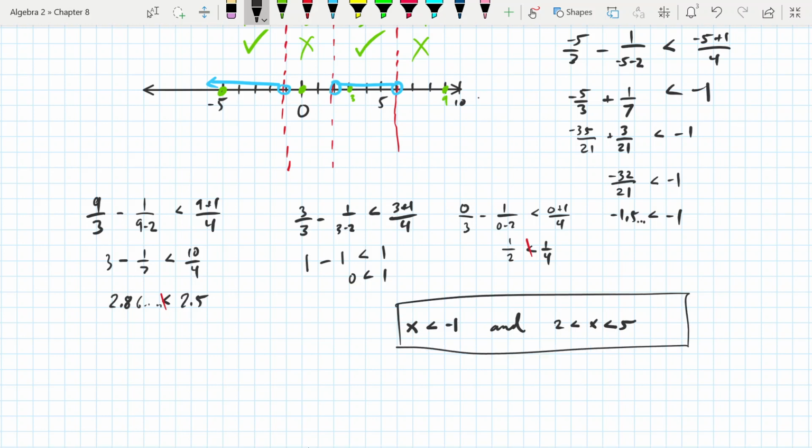Now, if you wanted to use interval notation, I would write -infinity to -1, not included, union 2 to 5. So that's another way you could write your solutions down for that problem. Either one of those work just fine.